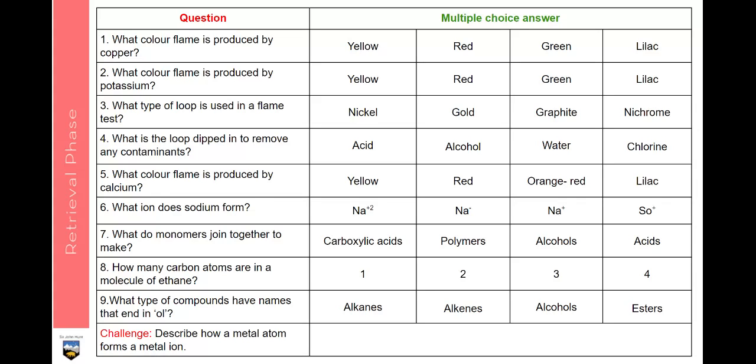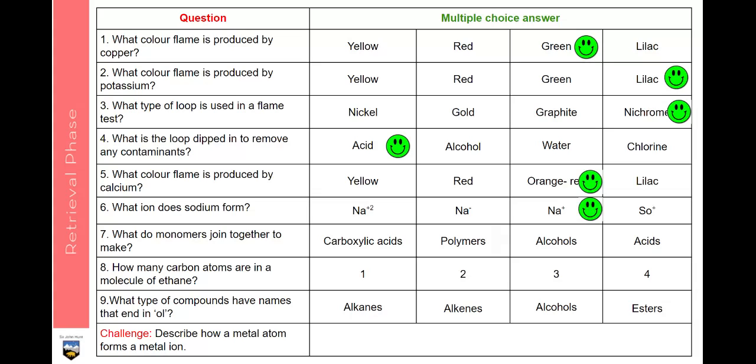So let's go through the answers. What colour flame is produced by copper? Green, well done. What colour flame is produced by potassium? Lilac. What type of loop is used in a flame test? Nichrome. What is the loop dipped in to remove any contaminants? Acid. What colour flame is produced by calcium? Orange red. What ion does sodium form? Now, sodium, remember it's in group 1, so it loses an electron to become just Na+.